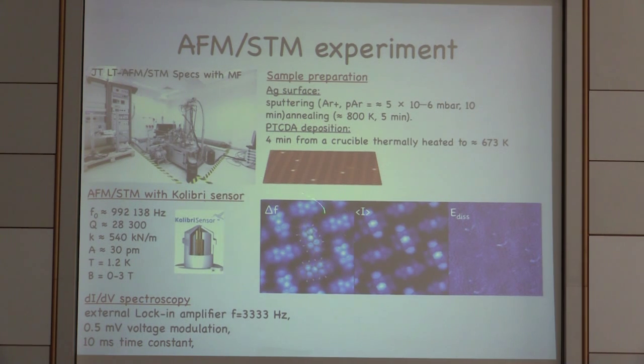So this is the PTCDA which I'm going to investigate. This is a monolayer of PTCDA, and with the frequency shift and the current, I can get this high resolution contrast. But that's not the subject of this talk. Apart from this, we also measure using lock-in techniques with dI/dV spectroscopy. And these are the standard techniques for preparing the silver sample and for the deposition of the molecule.